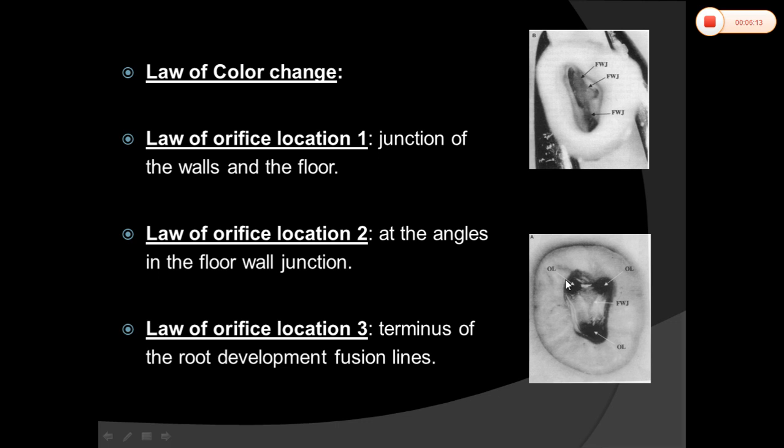So here, the junction, and at an angle. It will be an angle, not a straight one. It's at an angle; you can feel the straight line axis of entry into the orifice. And it is located at the terminus of the root development fusion lines. So these three laws will give you an idea of an orifice location.